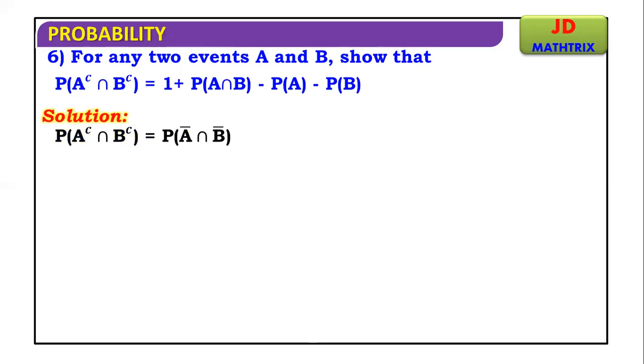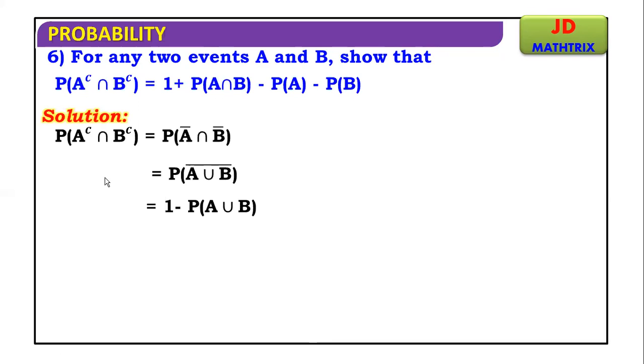So P of A complement intersection B complement is equal to P of A bar intersection B bar. This event can also be written as P of A union B whole bar. So P of A union B bar is 1 minus P of A union B.